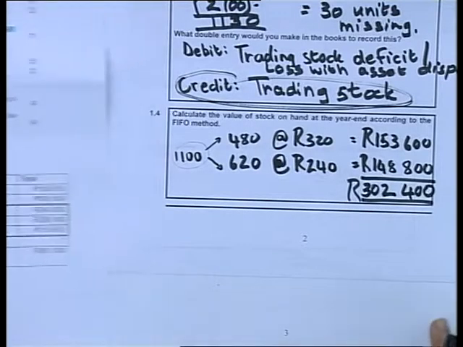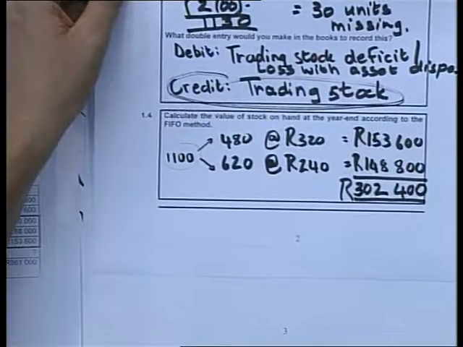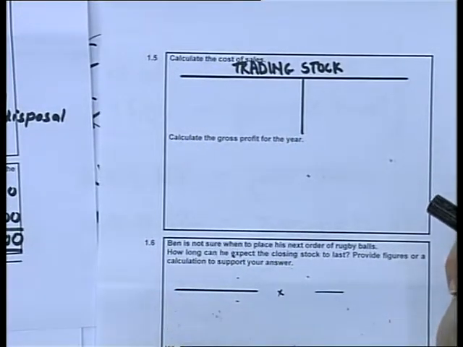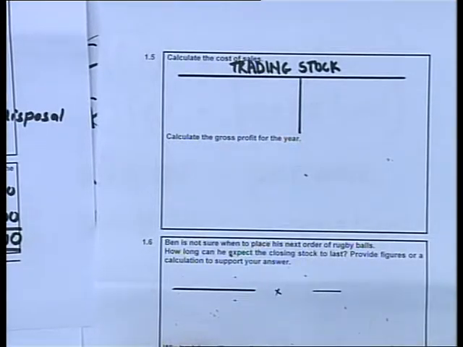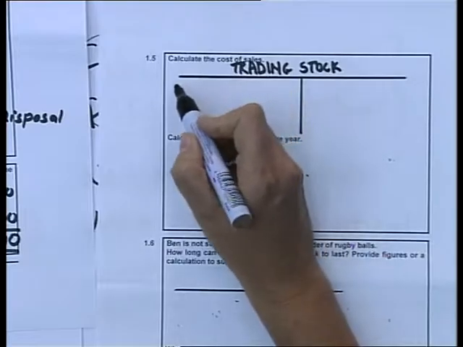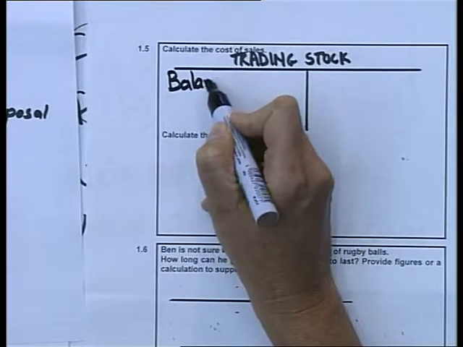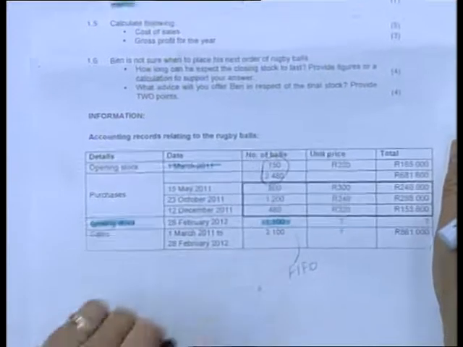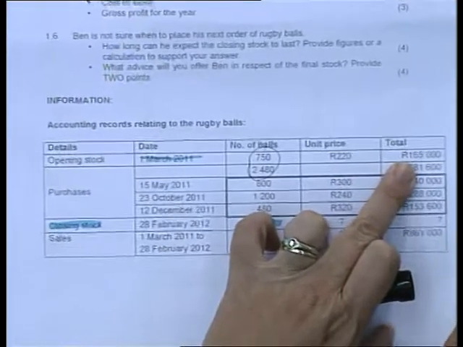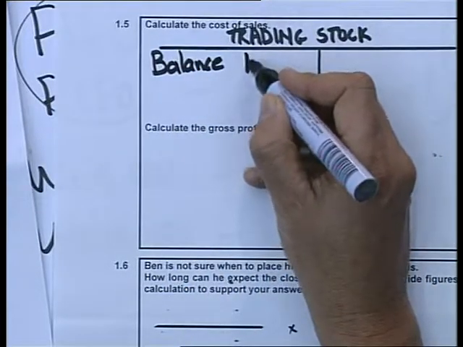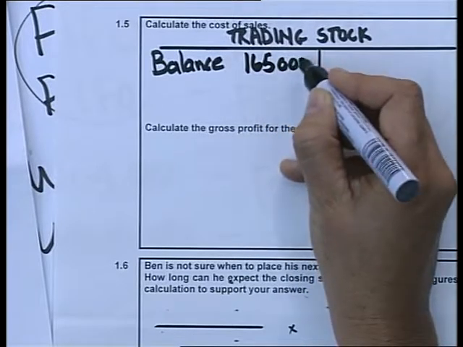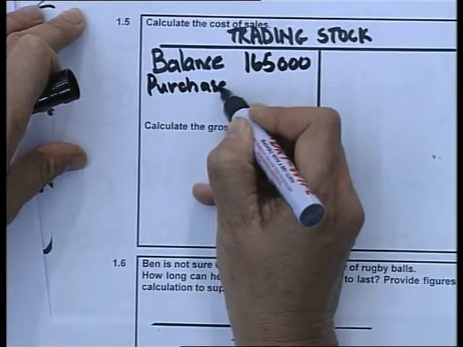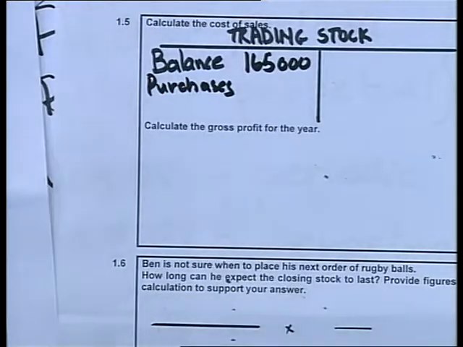Now you should know that when you use the perpetual method, the best way to do it is actually a trading stock account, but there are different ways of doing it. I like to do it in a trading stock account. So what was my opening balance of my trading stock? Let's go back to our question. The opening balance of our trading stock was 165,000. What were our purchases? Our purchases will be added on the debit side, because that will increase the value of my trading stock.